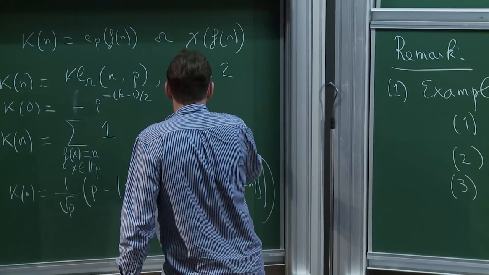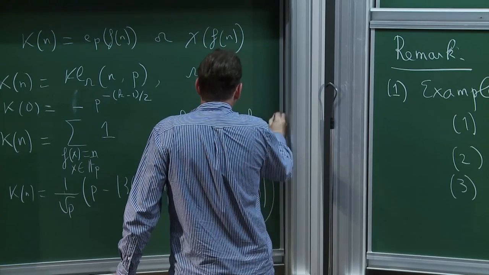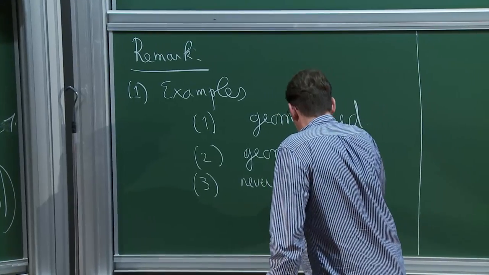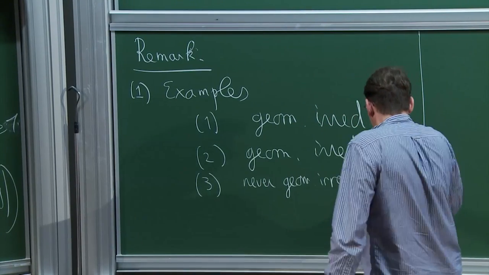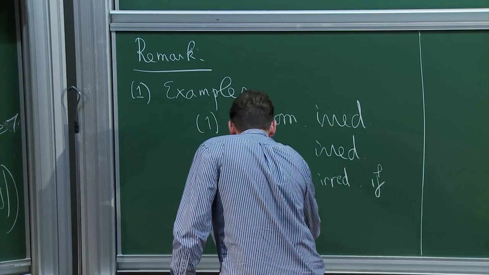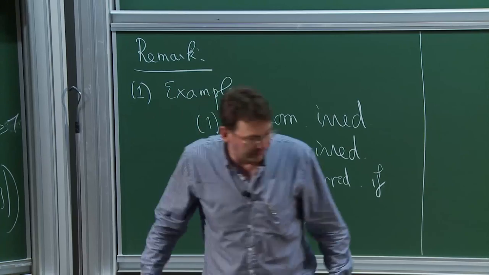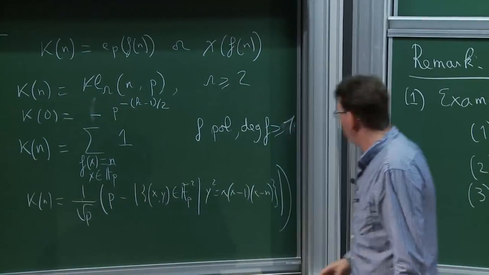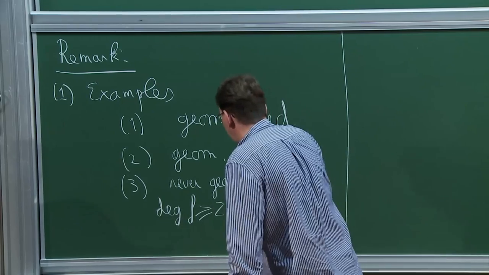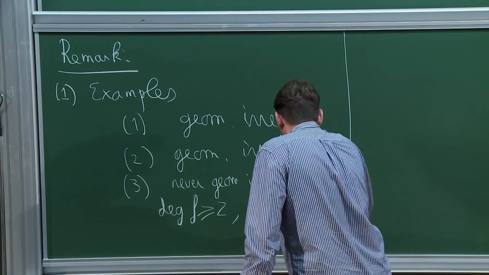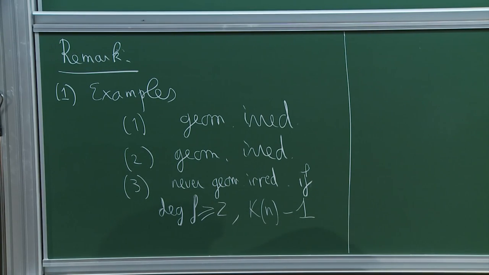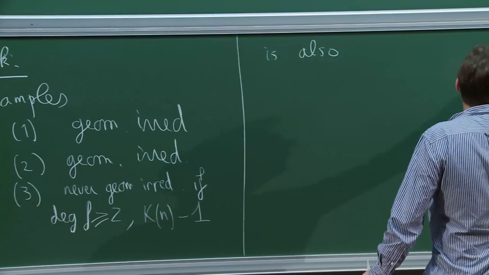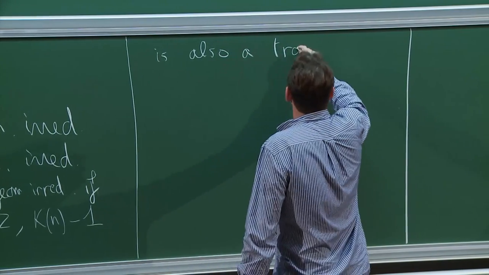So f here is a polynomial which is non-constant, so degree at least one. So three is never geometrically irreducible if the degree of f is at least two. Simply because the average value of this representation number is always one, and that corresponds to the fact that there is a trivial component which one can take off. And so k of n minus one, when it is defined in this way, is also a trace function and is very often geometrically irreducible.